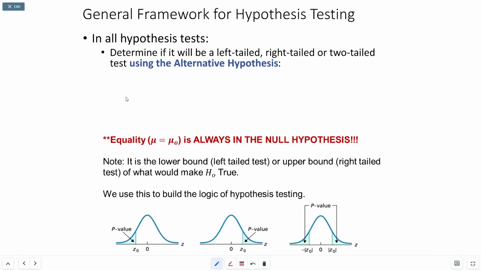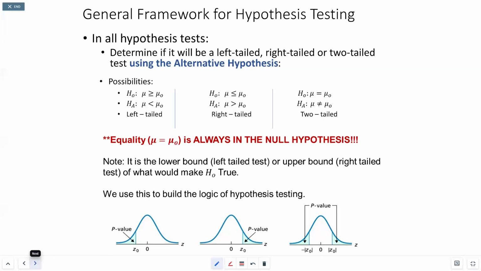In all hypothesis tests, like I said, we're going to determine that. I think this slide might have got messed up. Okay. So equality, as I said, is always in the null hypothesis. It is the lower bound of the left tail test or the upper bound of a right tail test that would make the null true. We use this to build the logic of hypothesis testing.